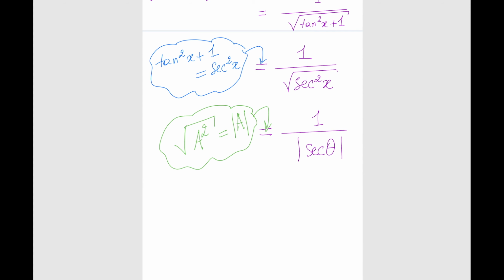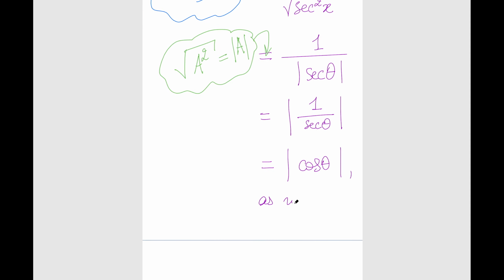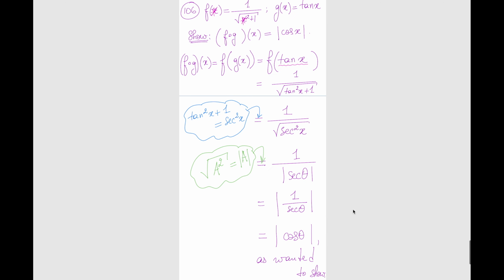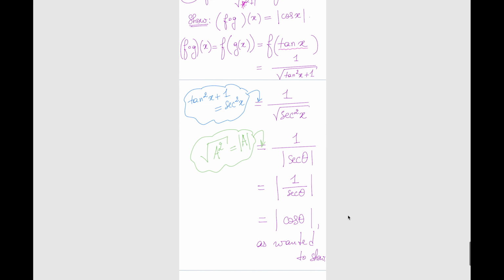Okay. And 1 divided by the absolute value of secant is the same as the absolute value of 1 over secant theta. And what's 1 over secant? That's cosine of theta. As wanted to show, right? That's what we wanted to show. Make sense? Oh, where is it? It's right there. Okay. All right, so this is the end of the section.